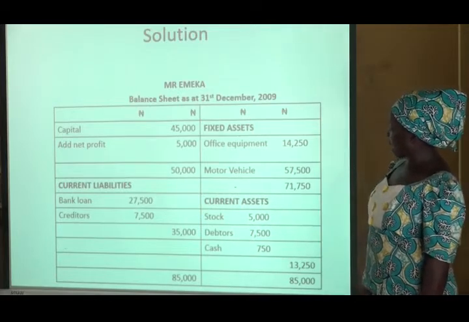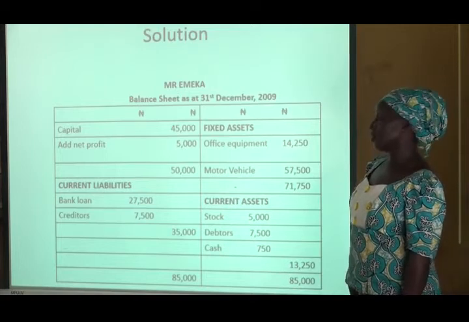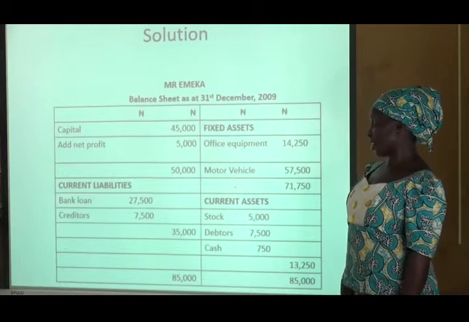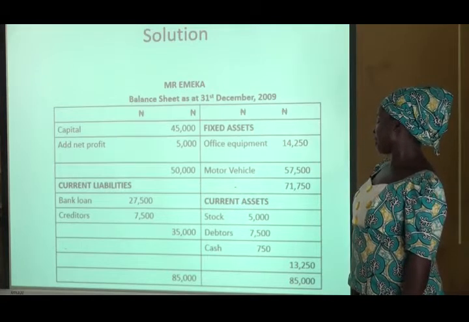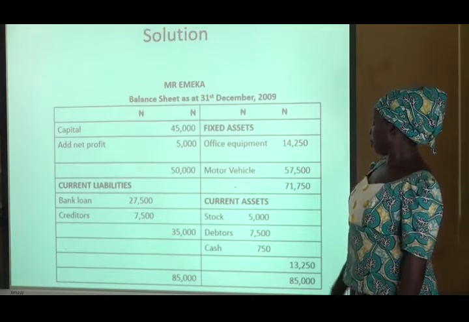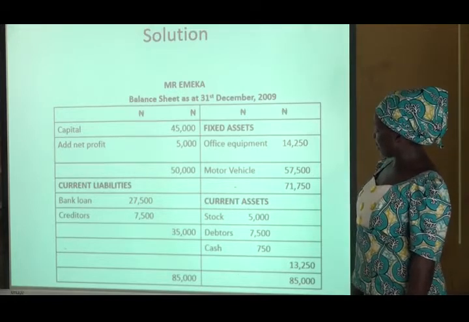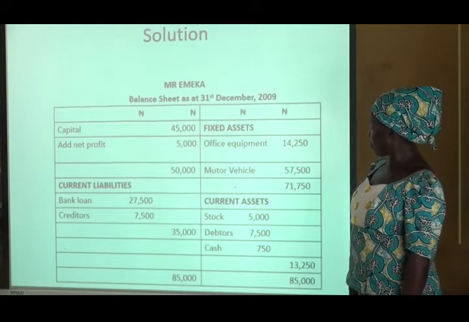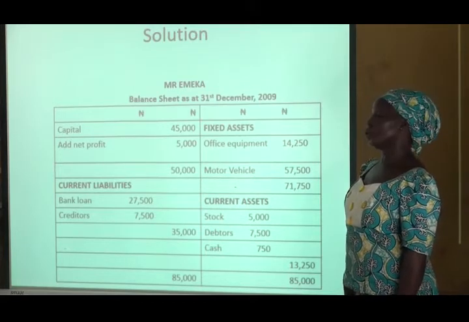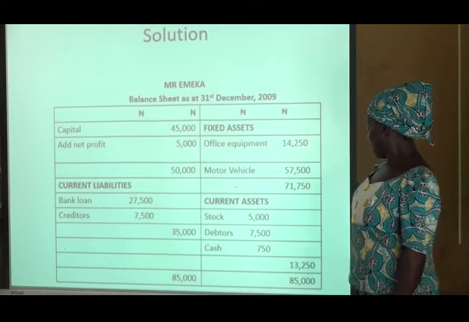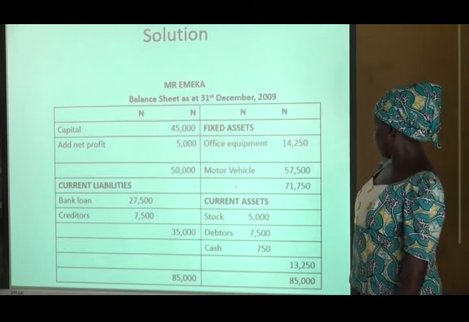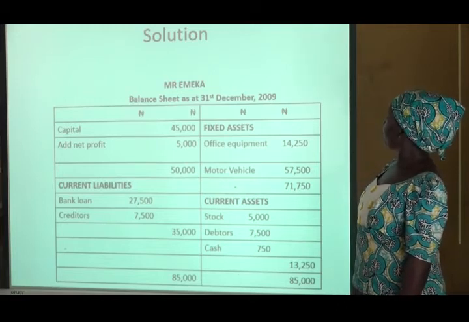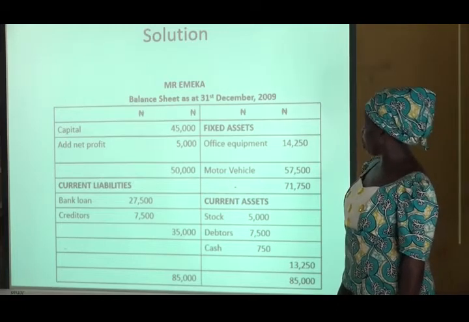Now, we have stock, 5,000 naira. We have debtors, 7,500. Cash in hand, 750 naira. Now, when you sum up 5,000, 7,500, and 750 naira, you arrive at 13,250 naira. And this figure will be recorded under the second column.